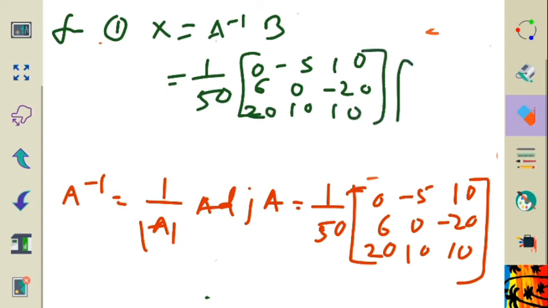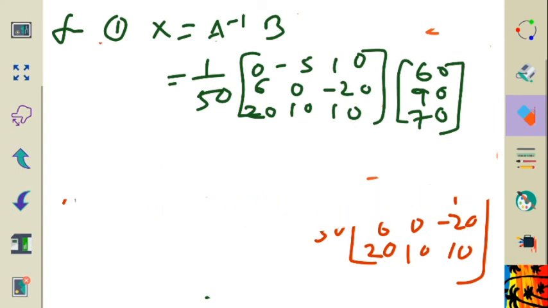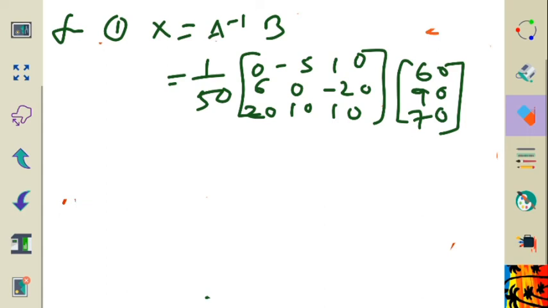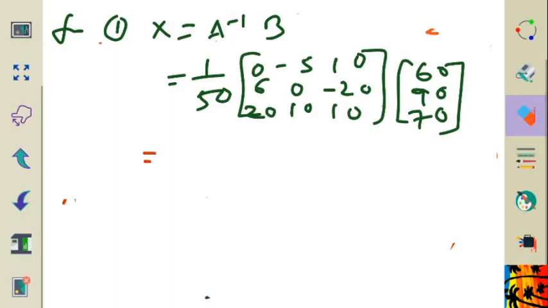Clear? Into, in place of B, if you recall, in the right hand side the values were like this. Clear? This is 60, 90 and 70, right? So it will be 60, 90 and 70. Clear? Now what I will do, I will just multiply. You keep 1 by 50 as it is, don't multiply it inside, so that it will not be difficult if I have the fraction, obviously. So here you see, this is equal to 1 by 50 and make a bracket for this.